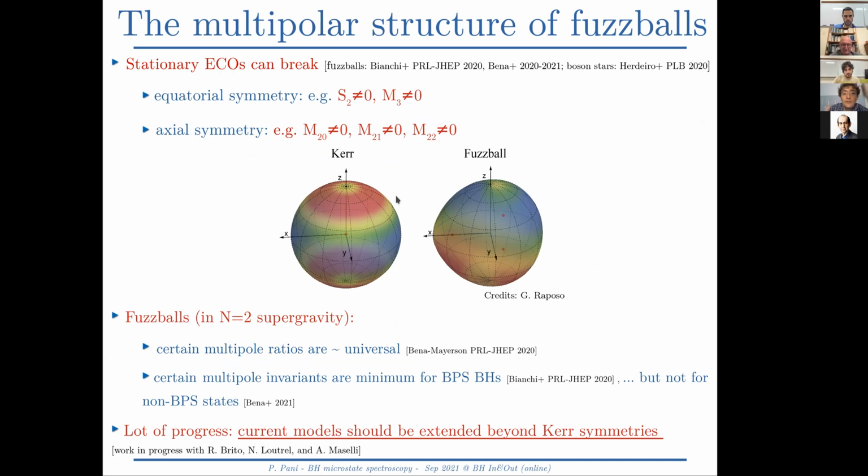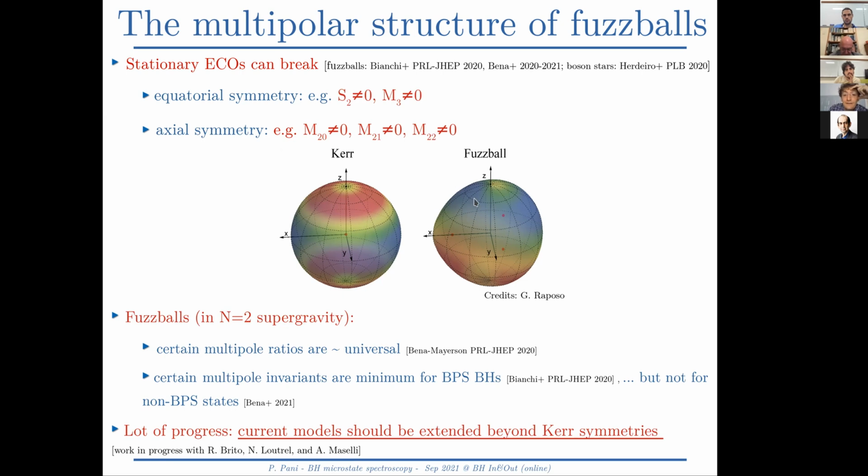And in fact, as I was saying, fuzzballs do not have spatial isometries, so they can break equatorial symmetry. For example, you can have an S equal 2, so a quadrupolar current moment, or an M equal 3, an octupolar mass moment, which are 0 in Kerr. And they even break axial symmetry. So actually, we don't have a single number like M2, but we have, in fact, a tensor that has, say, 5 components for the L equal 2. So there might be M20, M21, M22.